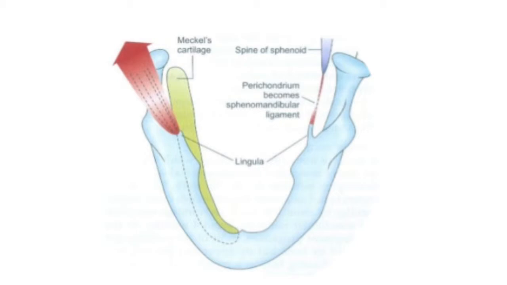So cartilaginous nodules here, this point, cartilaginous nodules. One or two of these nodules appear on each side of symphysis menti at about the 10th week of intrauterine life. These ossify to form mental ossicles at about the 7th month of intrauterine life and fuse with the body at the age of 1 year.